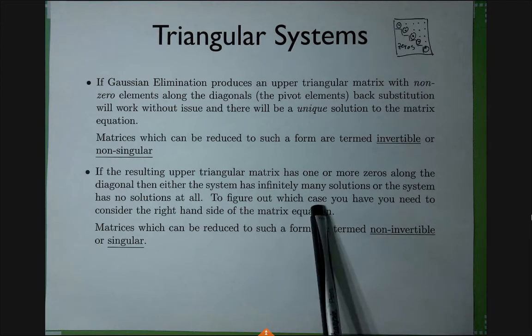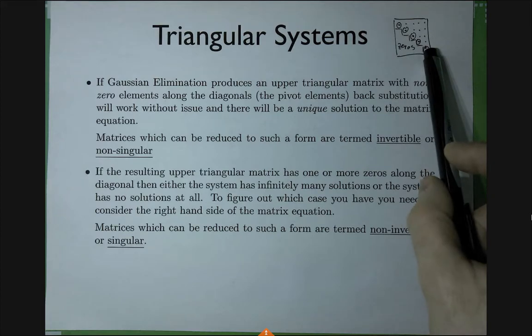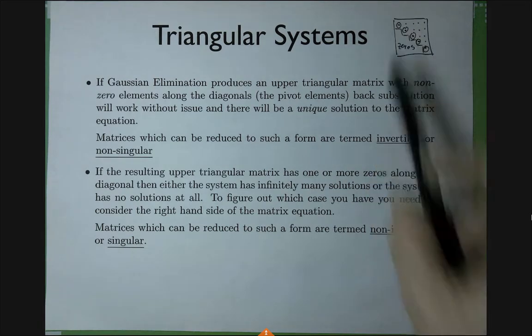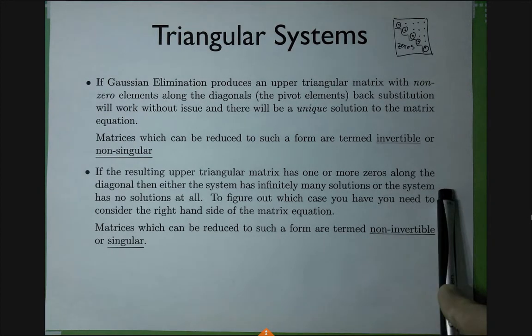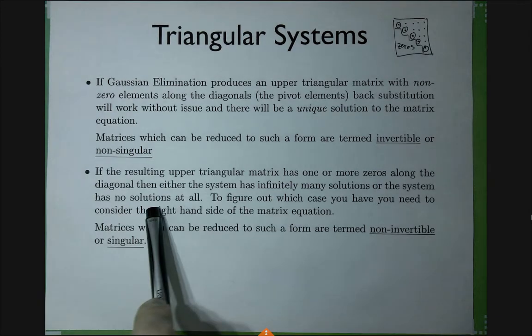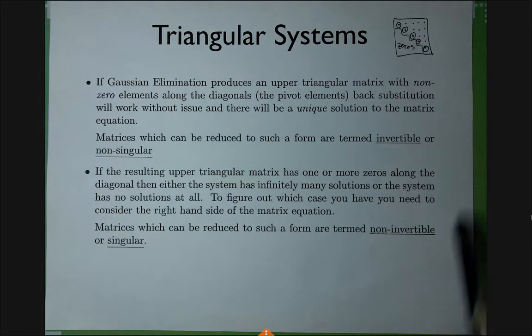Now the other case is that there are one or more zeros on the diagonal, so one or more zero pivot elements. In this case, these matrices are called non-invertible or singular, and those are exactly the problem cases. In that case, the system will have either infinitely many or no solutions, and which case it is depends on the right-hand side. Remember the idea of the inverse in the 1 by 1 case, which depended on the right-hand side. Okay?